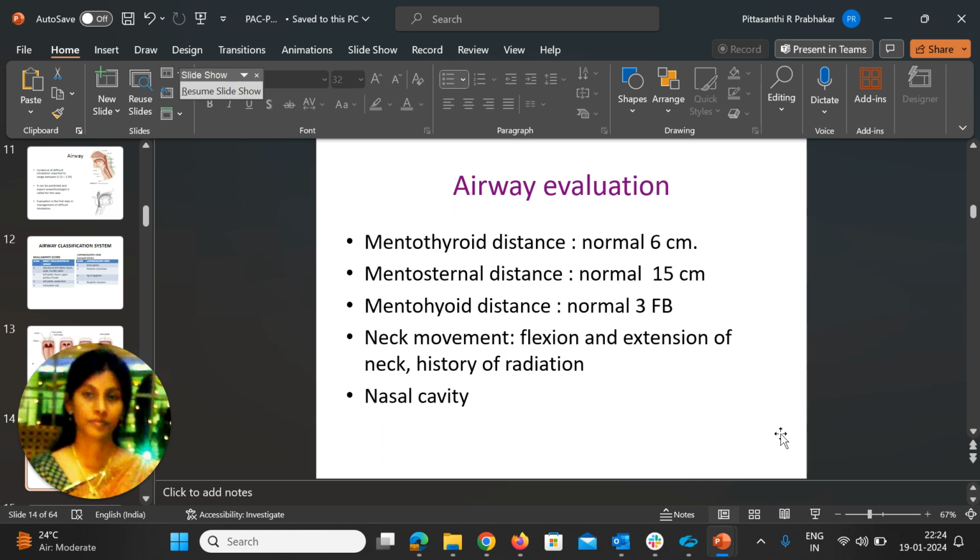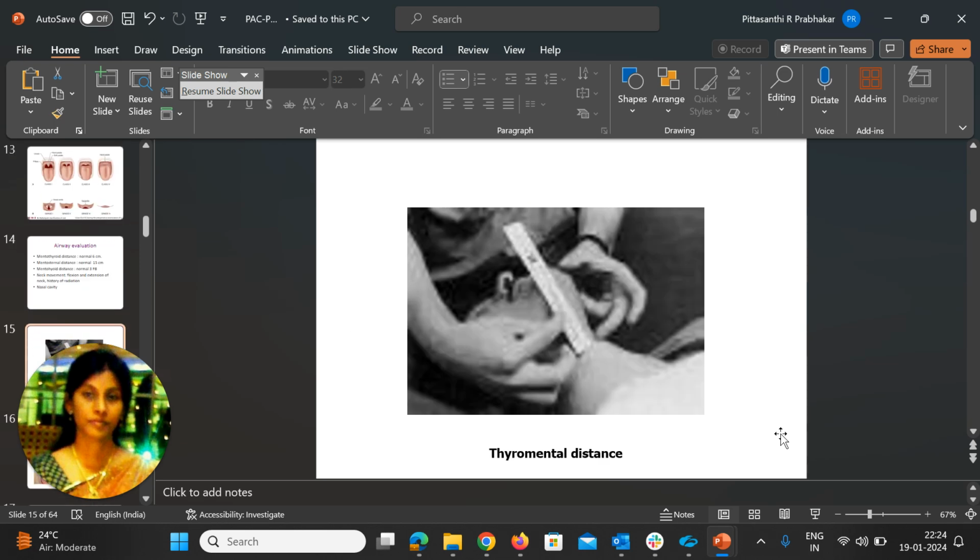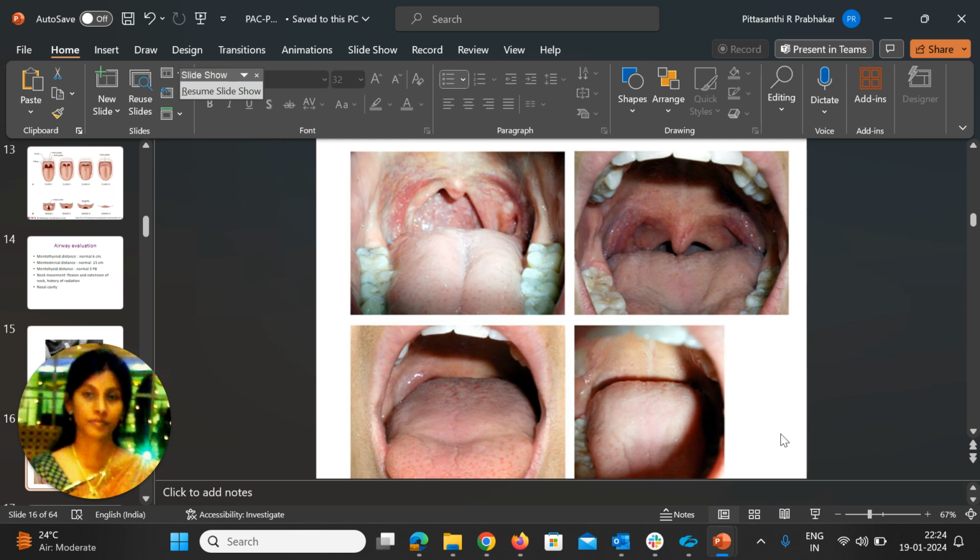Airway is evaluated by measuring mentothyroid distance, which is normally 6 centimeters, mentosternal distance, normally 15 centimeters, and mentohyoid distance, normally 3 finger breadth. Also neck movement, flexion and extension of the neck, history of radiation, and nasal cavities. This is the picture showing the thyromental distance, measuring the distance from the mentum to the thyroid cartilage. This is normal, 6 centimeters. And this is the real image of Mallampati grading.